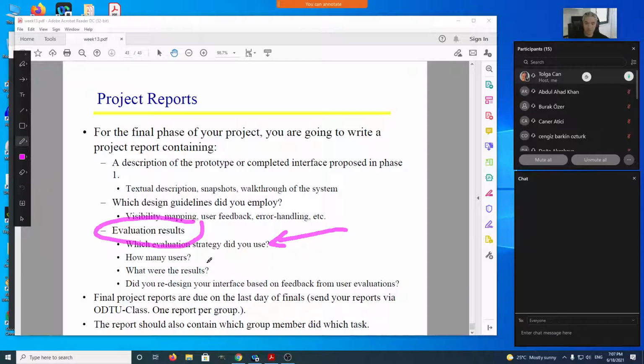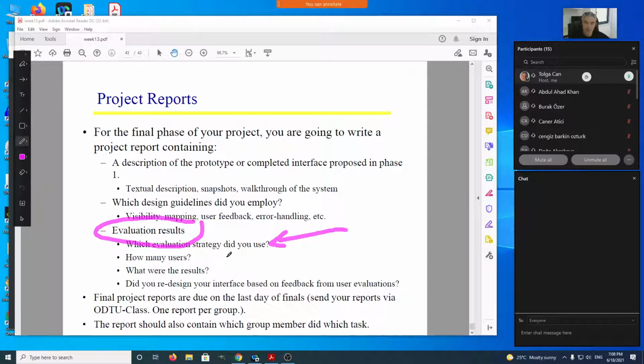And what type of feedback? For example, did you redesign? Did you make modifications on the user interface after these user tests, user evaluation? How many users did you use? What were the results in terms of usability? What were your usability goals? And what did the evaluation show? So the main focus of the project is to have some usability test on an interface, which is an important part of user-centric design.